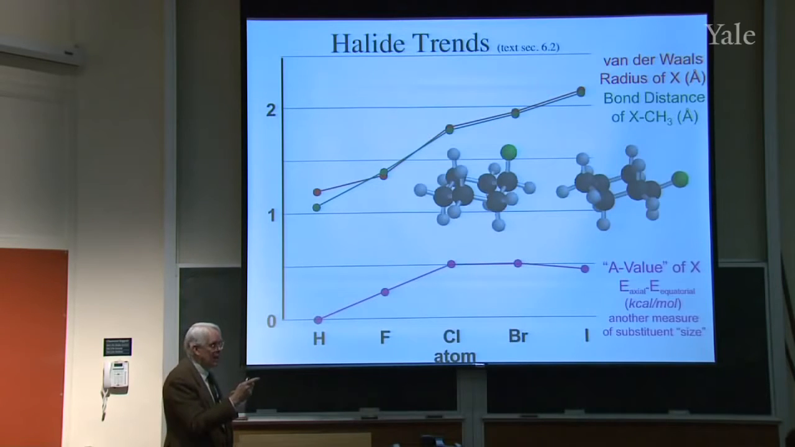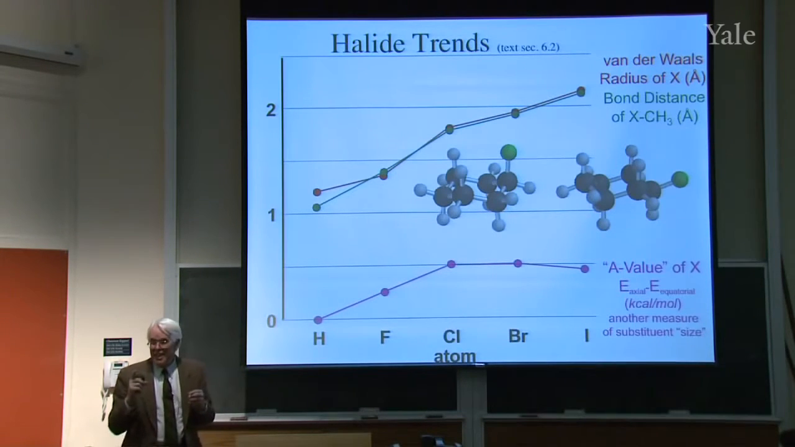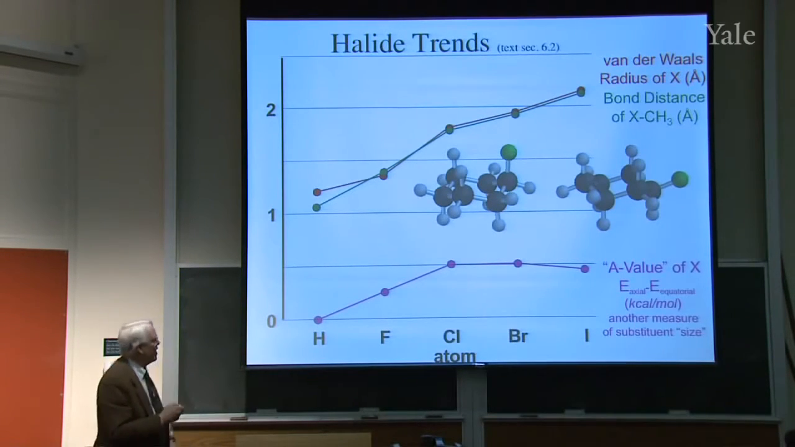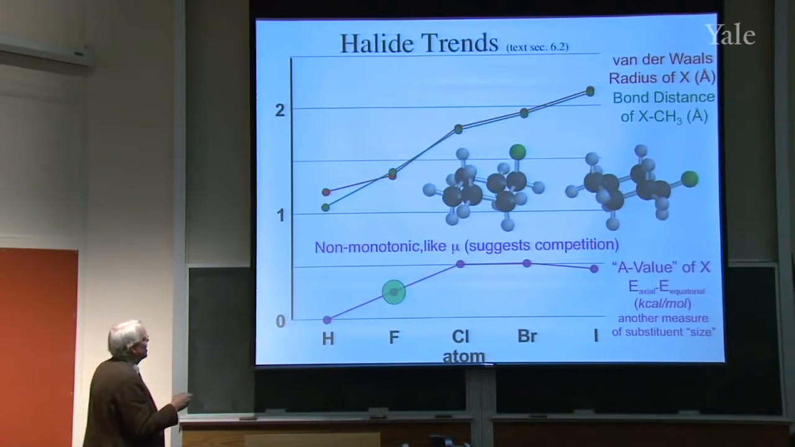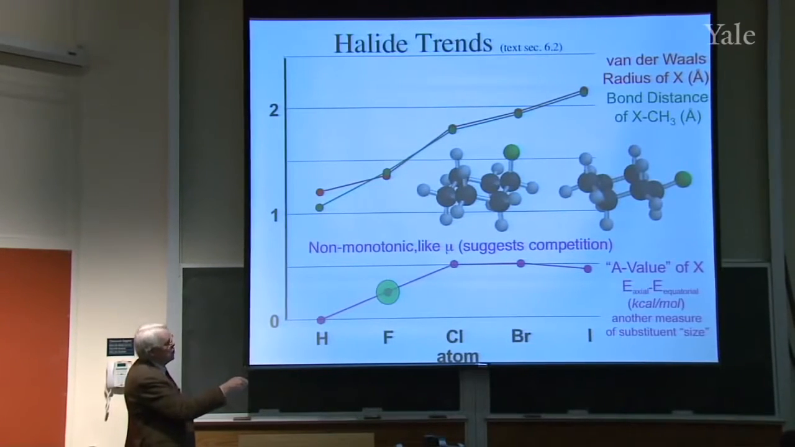The bond distance between the carbon and the substituent. Because the bond gets longer as the atom gets bigger, right? So it's not monotonic. That suggests there's a competition. So here's fluorine. That's what's shown here.